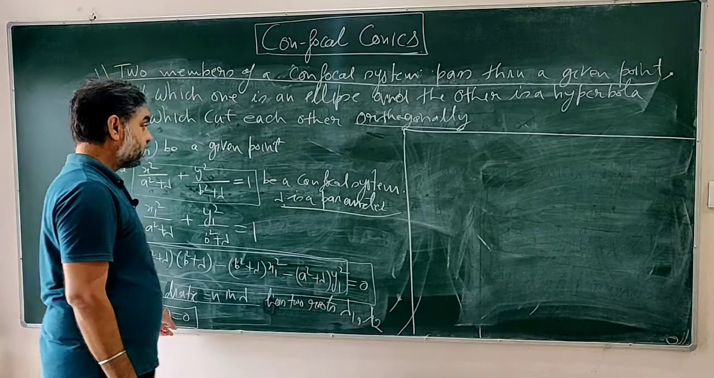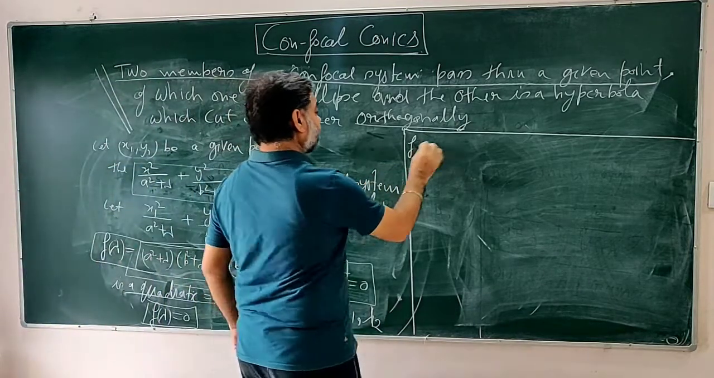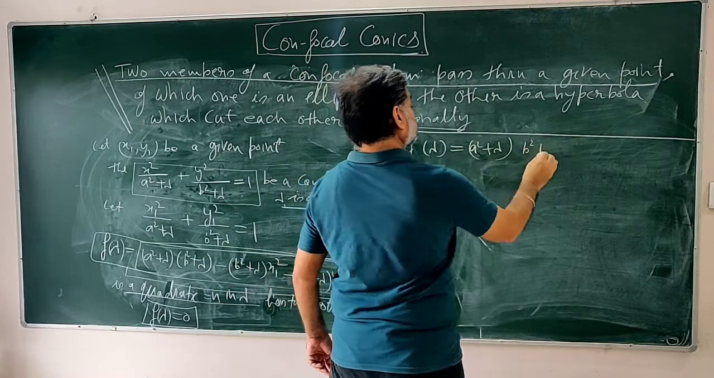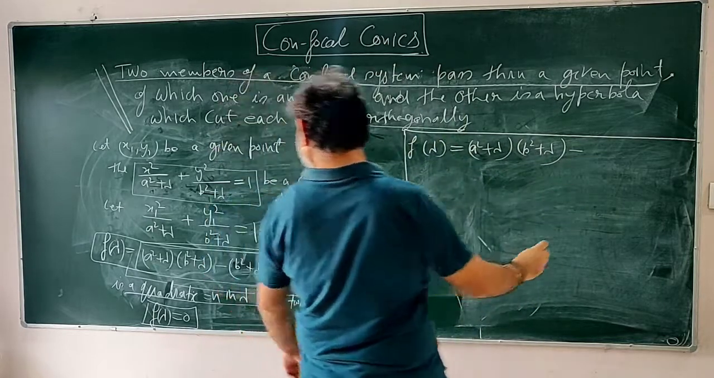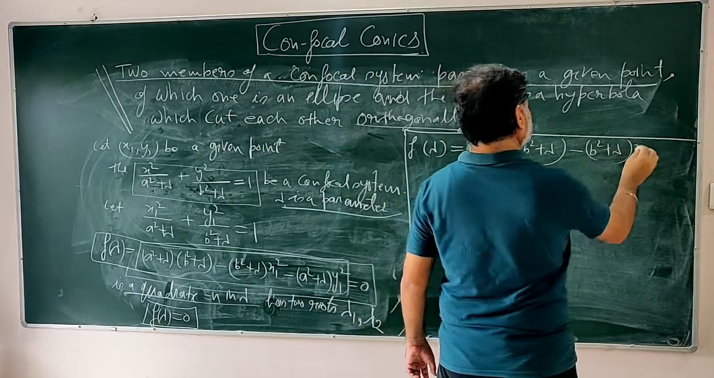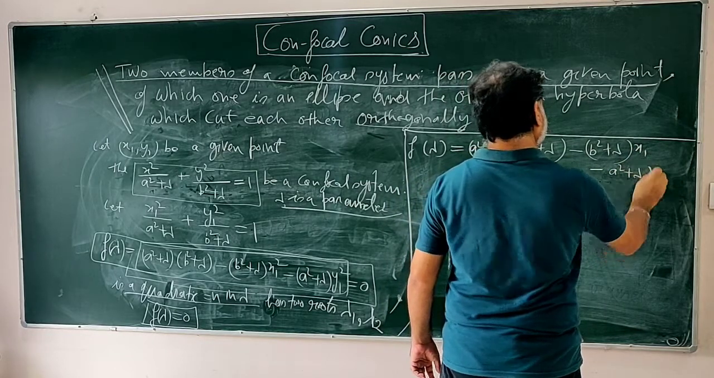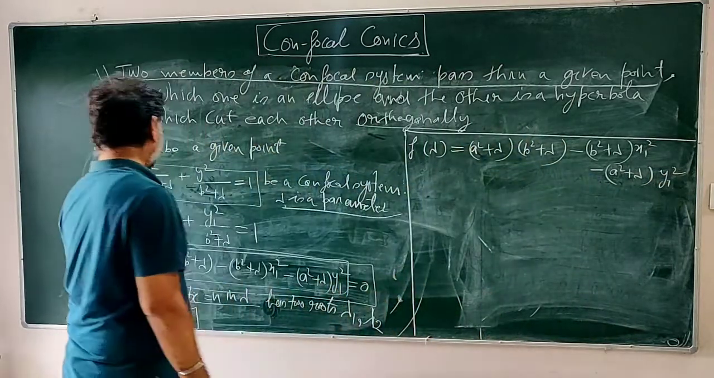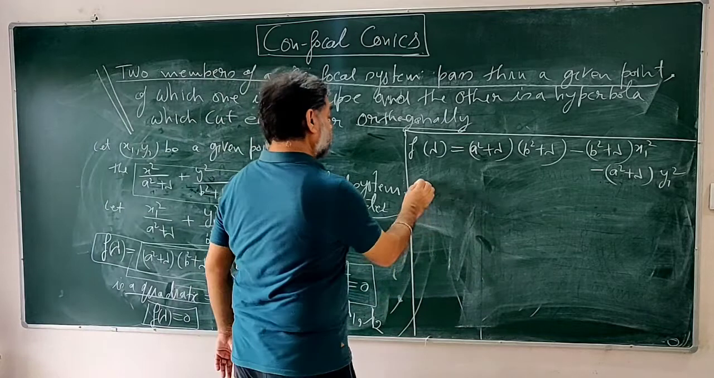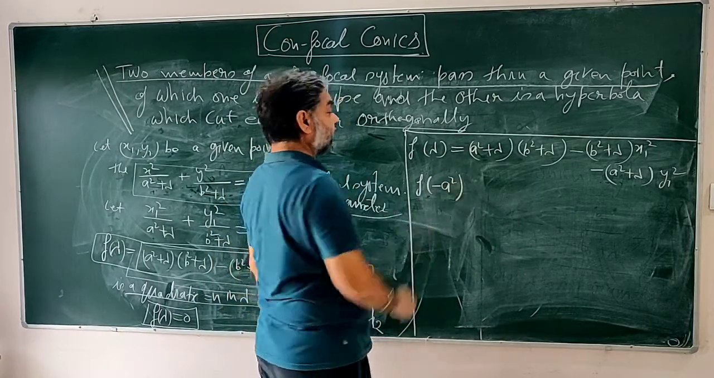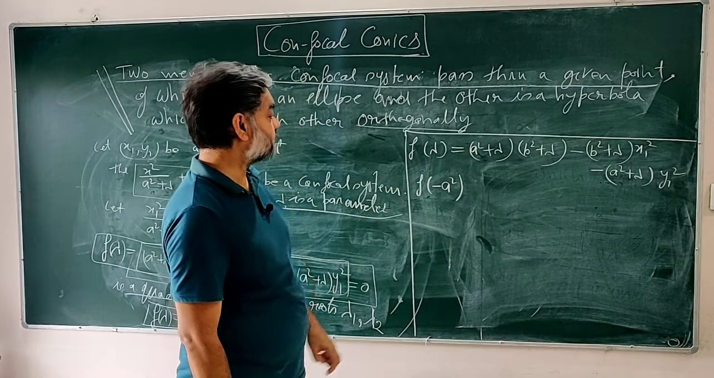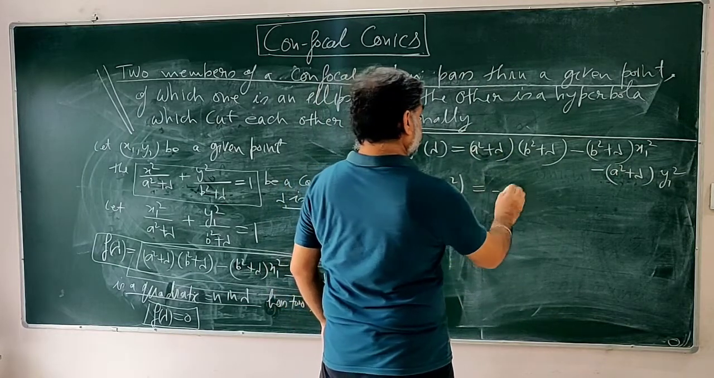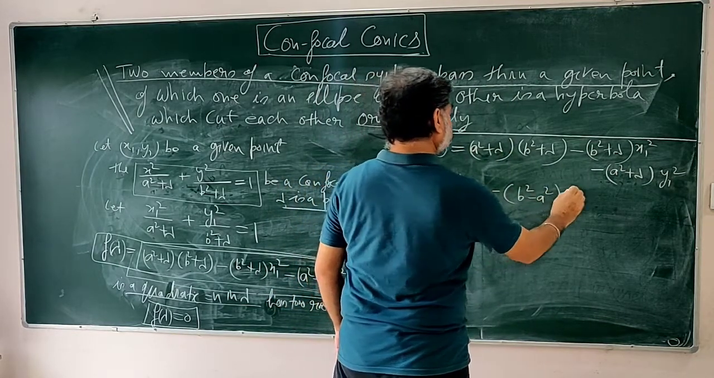So you see that this part is f lambda. So f lambda is equal to (a square plus lambda)(b square plus lambda) minus (b square plus lambda) x1 square minus (a square plus lambda) y1 square. Alright, let's find its value at lambda equal to minus a square. What would be the value of f lambda at minus a square? At minus a square, this would be 0, so it would be equal to minus (b square minus a square) x1 square.